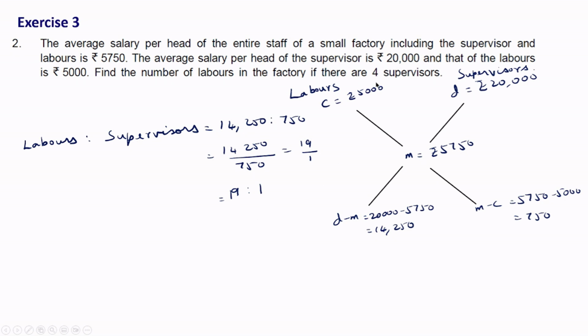Here the number of supervisors is 4. Therefore, the number of laborers will be 19 into 4. Therefore, number of laborers, it is 19 into 4, which is 76. So this is the number of laborers.